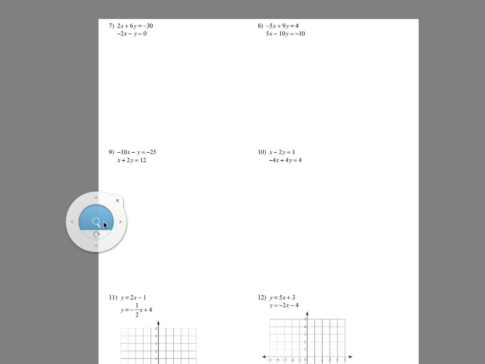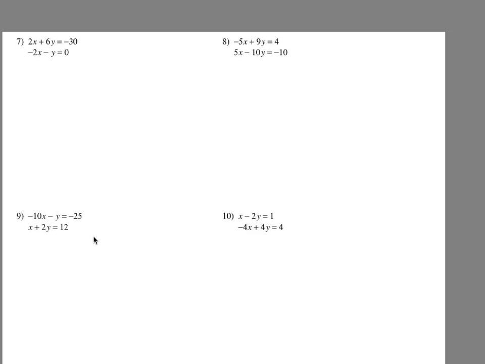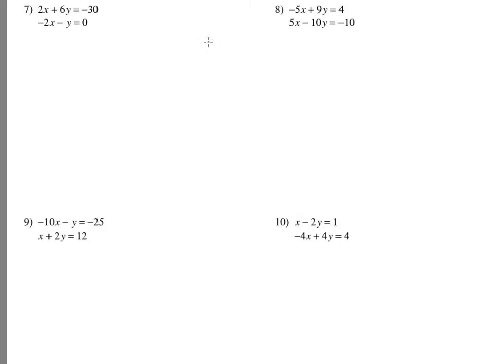Okay, we're on the back. We're not going to do too much. I want you guys to work pretty soon. But remember, for these guys, you may use either method. You can use substitution or elimination. So the key thing is, if you can isolate really easily, then go with substitution.